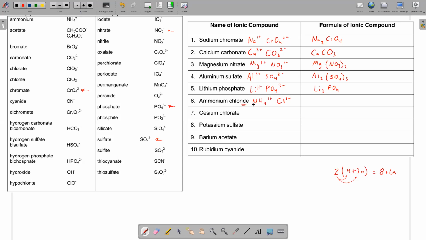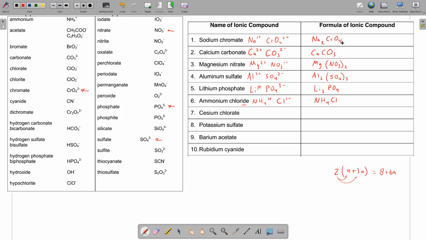So we have ammonium with a charge of 1 plus and chloride with a charge of 1 minus. You only need one of each. The ratio is 1 to 1 for the charges. Even if you do the cross-down method, they each come out to just be 1. So it's NH4Cl. That's all you do.